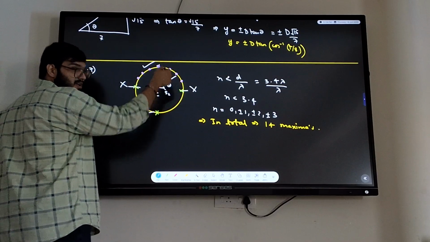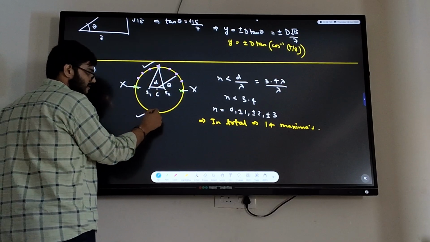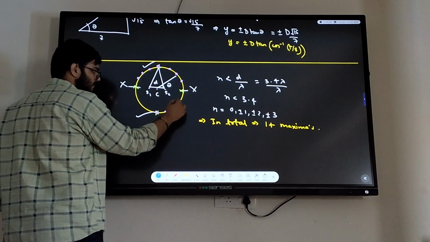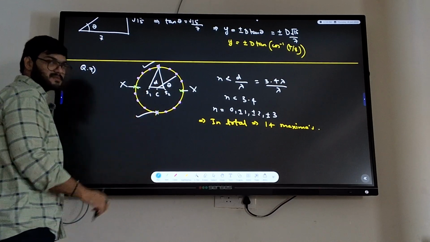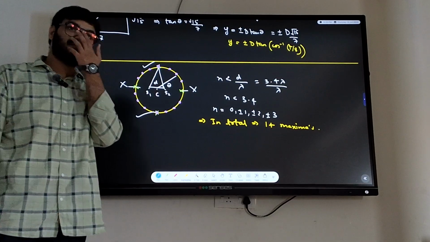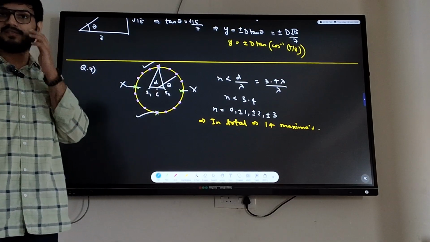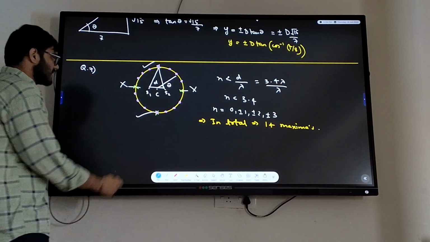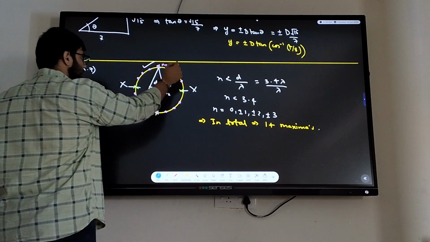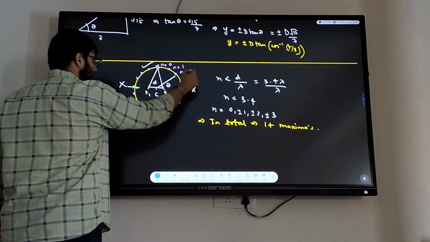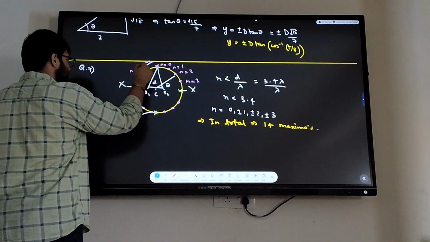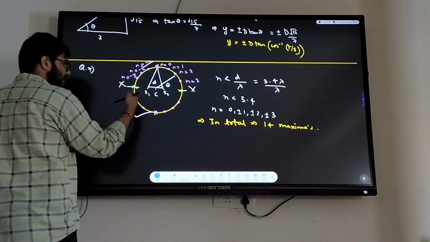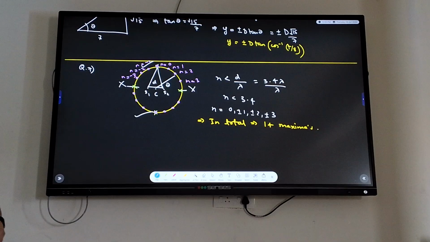Total 7, and then the exact same image here. You remember that the distance between two maxima should be even, na? It should be exactly same, constant. So these are n equal to 0, n equal to 1, n equal to 2, n equal to 3, n equal to minus 1, minus 2, minus 3, and then you can do the same on the downwards. That was a very simple question.